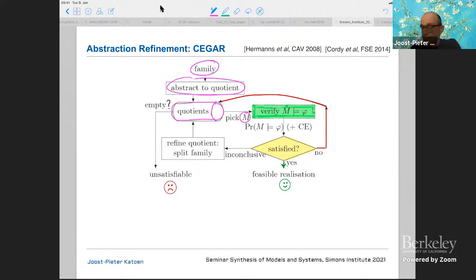Now we pick one element, we discharge this to a verifier. The verifier in green will check whether the model that we actually took, which is an MDP, a Markov decision process, satisfies our specification or not. And if it indeed satisfies our specification, then we have found an instance satisfying our specification. If it's not the case, well, then we have to go back and select another quotient. And if the outcome is inconclusive, then the idea is that we're going to refine the whole quotient family. And that means that we're going to split the family in several parts. If in the end we have checked all possible quotients and that quotient set is empty, then it turns out that our synthesis problem is not satisfiable.